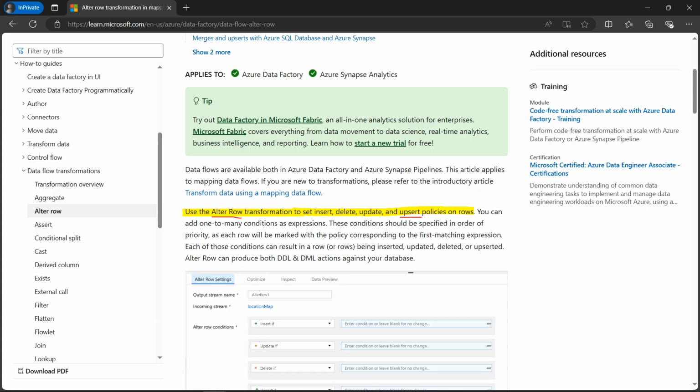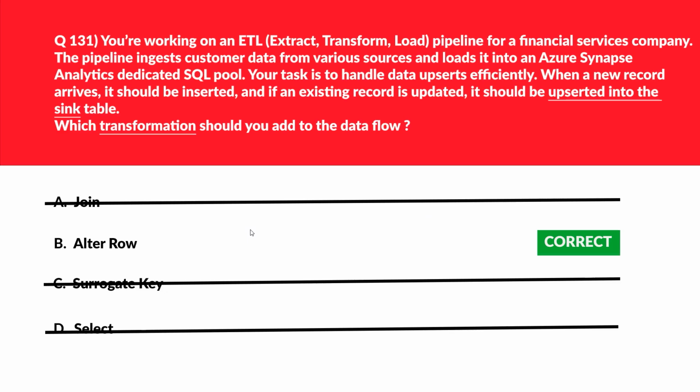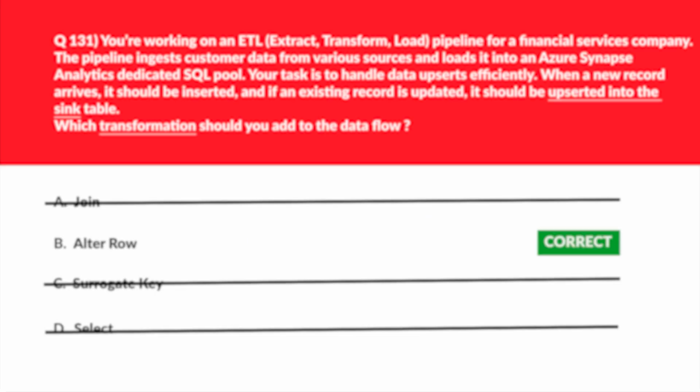We are left with option B. If you look at the official documentation, it's mentioned: use the alter row transformation to set insert, delete, update and upsert policies on rows. Hence, we'll lock option B as the correct answer.